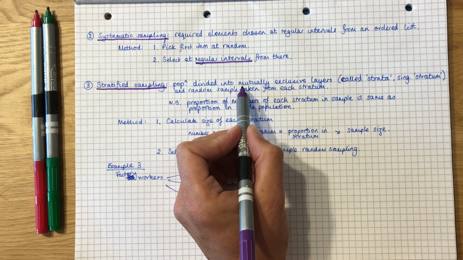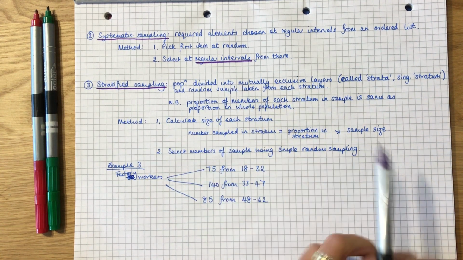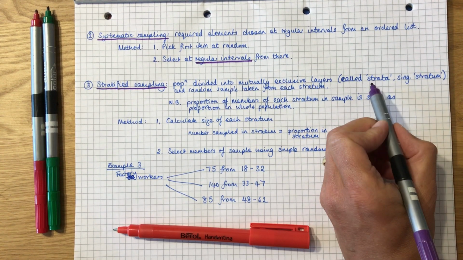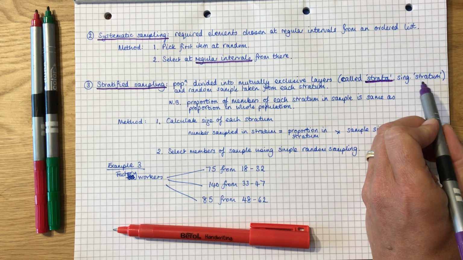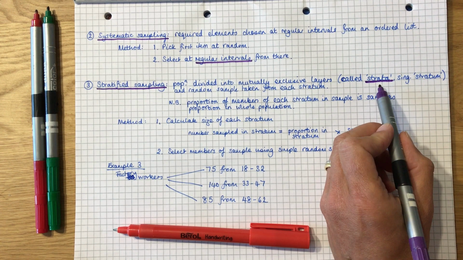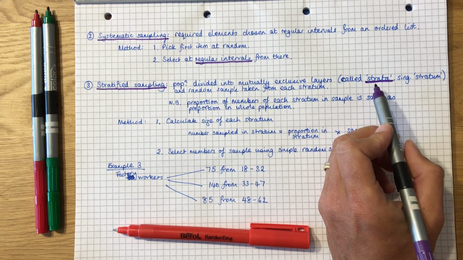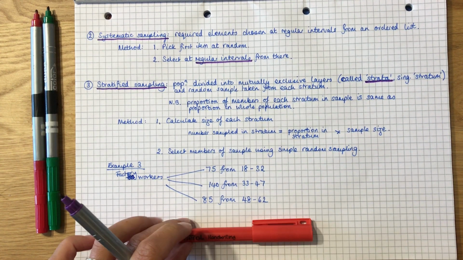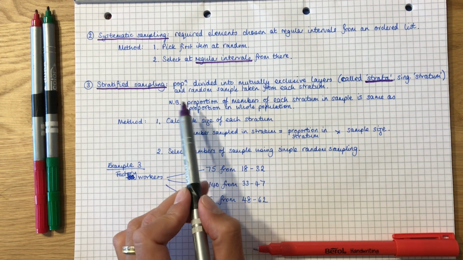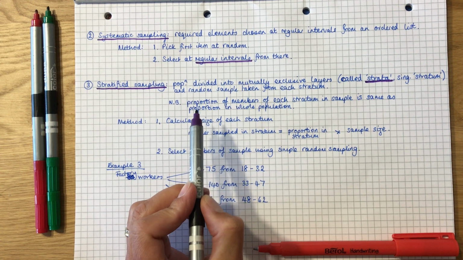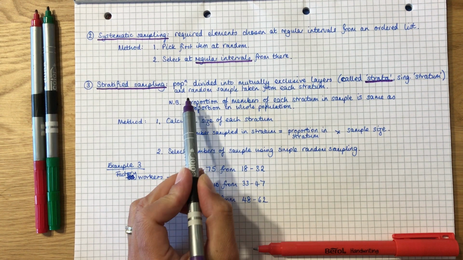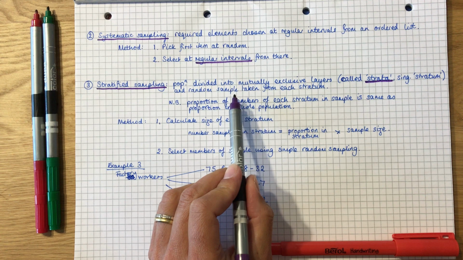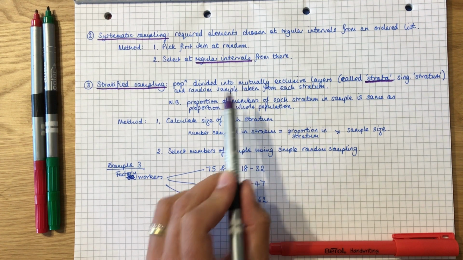So for instance, let's stick with the yacht club. You might divide your members into male and female. Now, these layers are called strata. And the singular of that is stratum. You've probably met the word strata before in geography or science when you're talking about layers of rocks underneath the earth. So what you do then is once you've decided how big your strata are, you make sure that your random sample reflects the whole population.